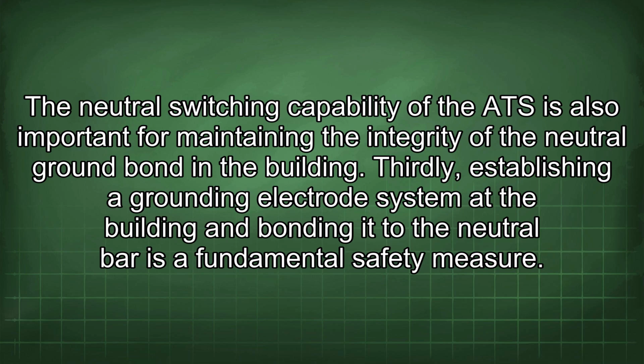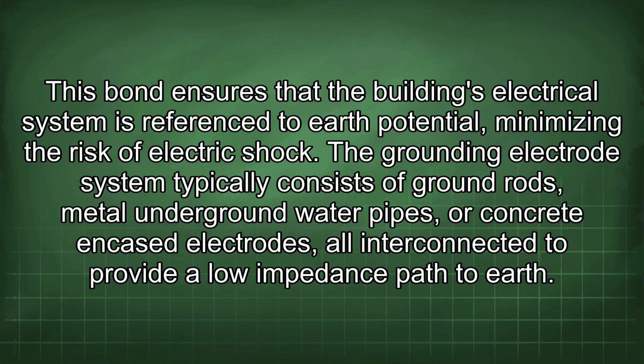Thirdly, establishing a grounding electrode system at the building and bonding it to the neutral bar is a fundamental safety measure. This bond ensures that the building's electrical system is referenced to earth potential, minimizing the risk of electric shock. The grounding electrode system typically consists of ground rods, metal underground water pipes, or concrete encased electrodes, all interconnected to provide a low impedance path to earth.